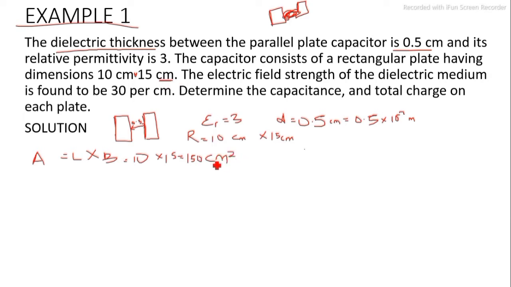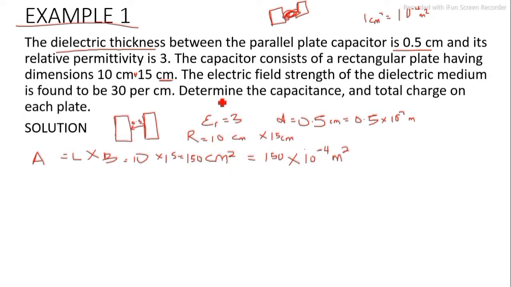So convert the centimeter square to meter square. Your 1 centimeter square, as we always say, is 10 to the power minus 4 meter square. So we convert this, we're going to have 150 times 10 to the power minus 4 meter square.